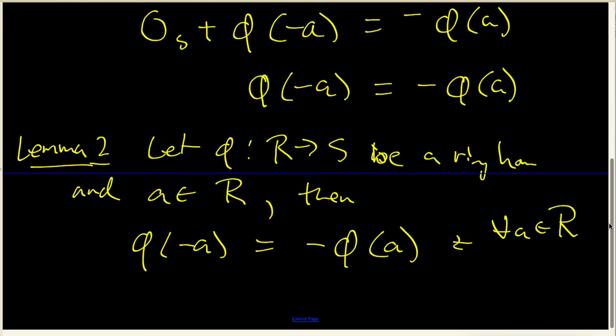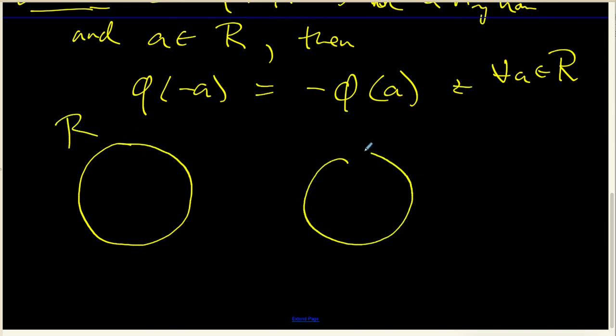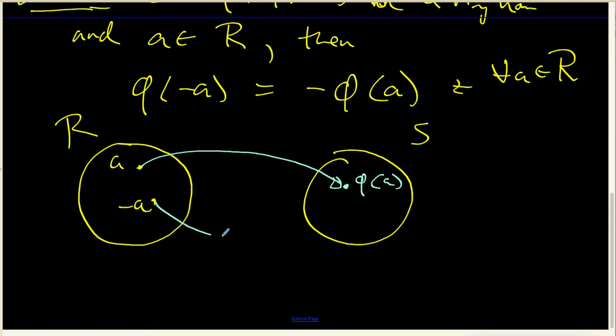Now, to go back to that schematic picture for just a minute, what this basically means is that if we have R here and S here, and we've got A and minus A over here, then wherever phi takes A, phi also takes minus A to the additive inverse of phi of A. And so that's what this particular theorem says.